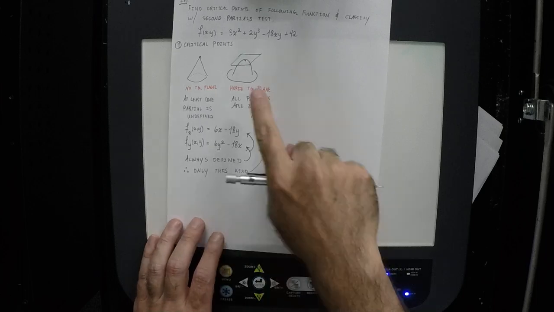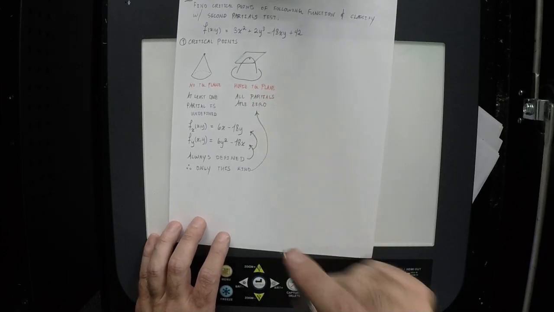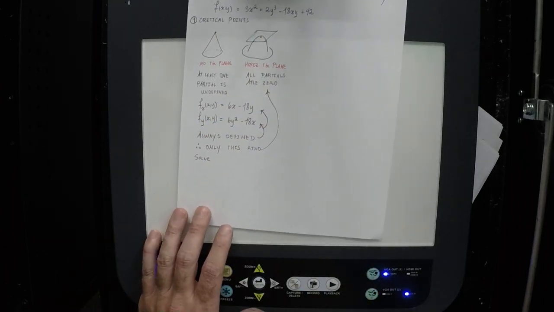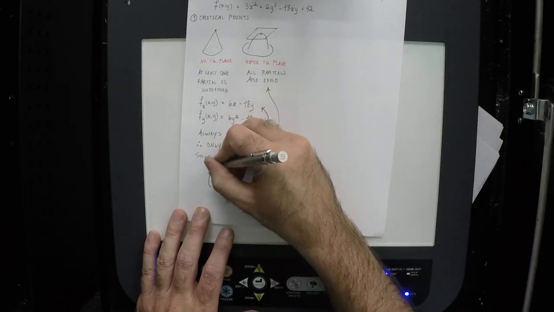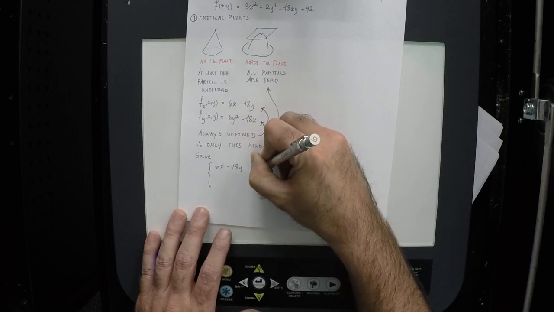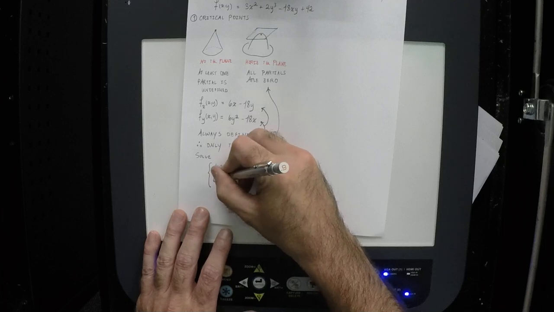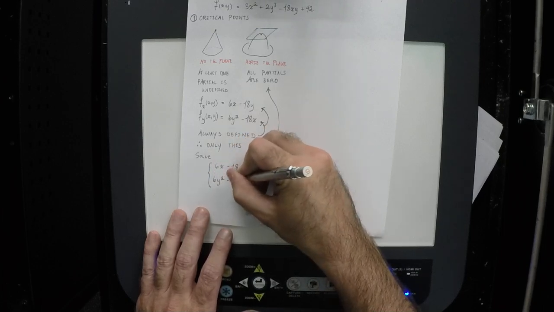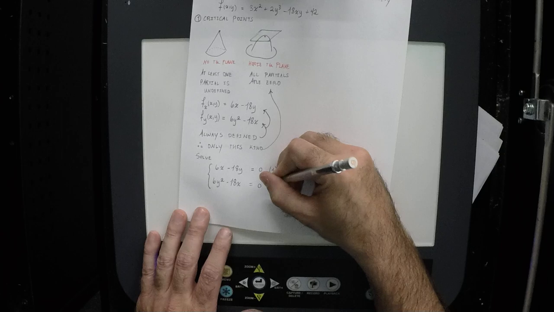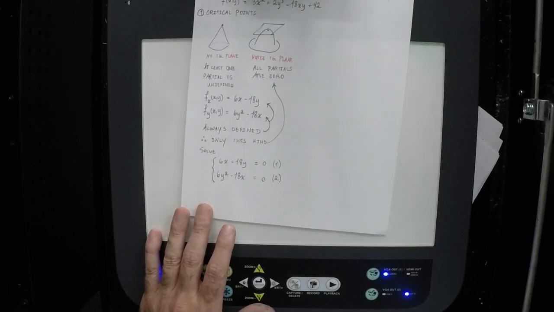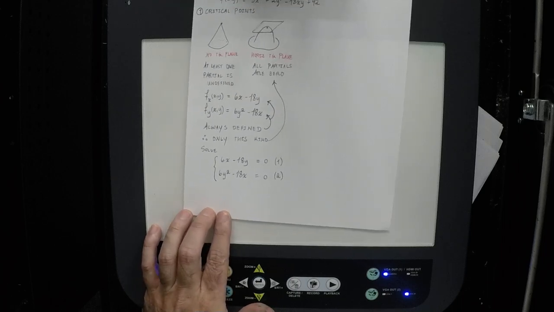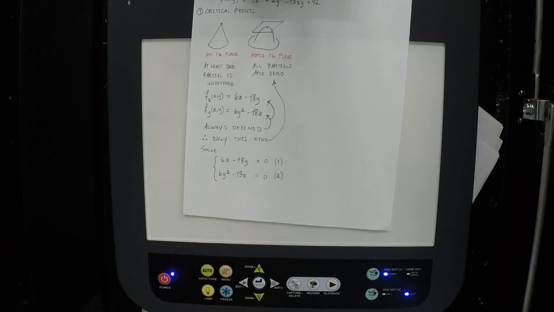Okay, so then to find this kind, the smooth kind, that means that we need to solve both partials equal to zero. We need to solve 6x minus 18y equal to zero and 6y squared minus 18x equal to zero. And I'll call this equation 1 and this equation 2. So, how can we go about solving this system?